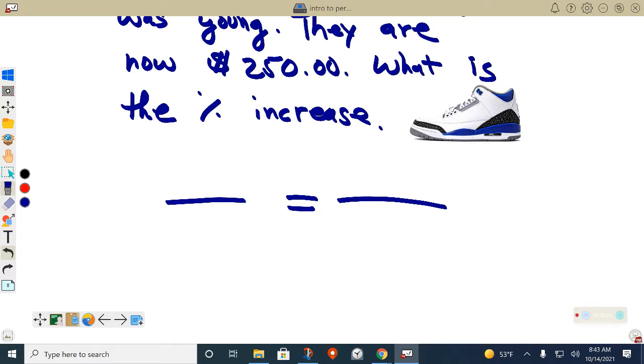What goes at the bottom right? 100. Thank you. Why? Someone give an argument. Why not just put my favorite number right there, 31? Why? What's always out of 100? The definition of percent. Thank you. That's why: because we're dealing with percent, it means out of 100.